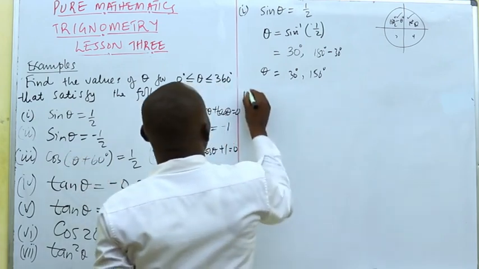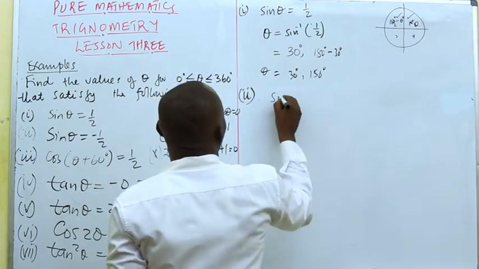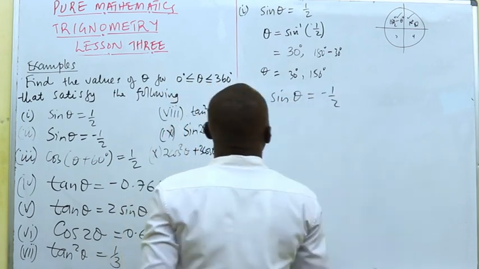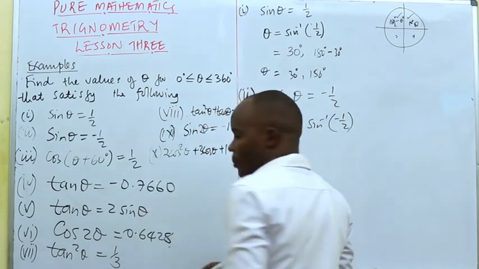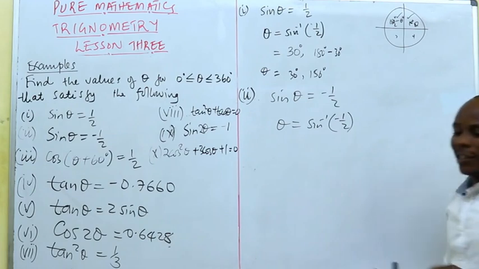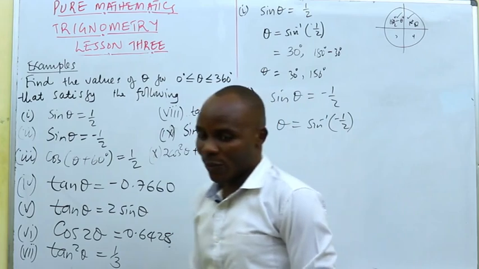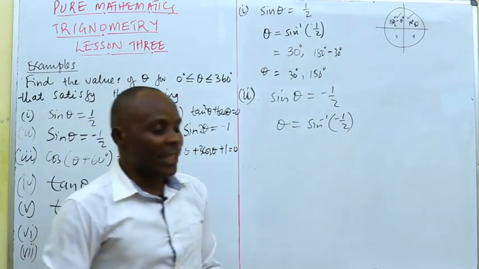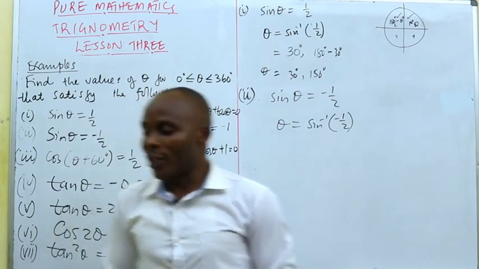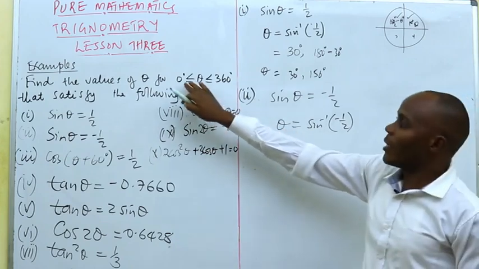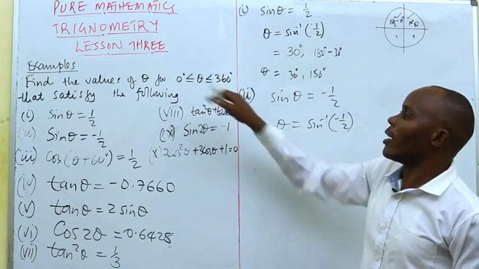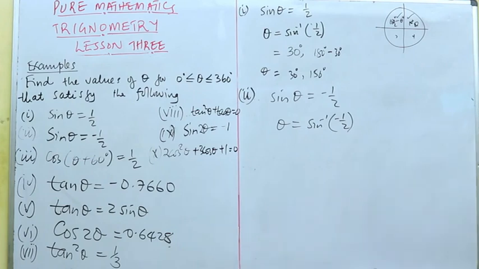Then going to Roman 2, we have sine theta is equal to -1/2. Theta is the sine arc of -1/2. If you feed this in the calculator the way it is, my dear, you are going to discover that your calculator will give you a -30. But -30 does not lie in our range that they have given us. So what do we do?